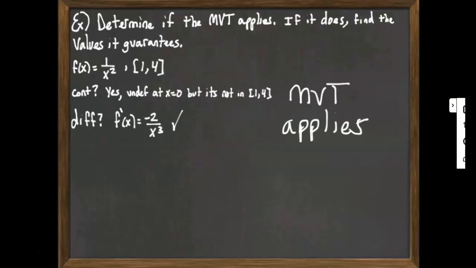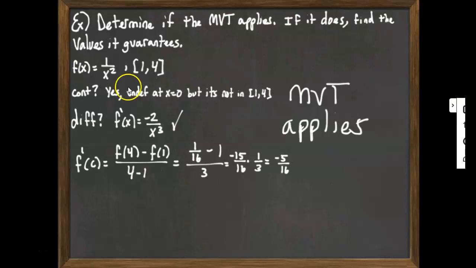Now we want to find the values it guarantees. The mean value theorem says there has to be some point in the interval 1, 4 where the slope of the tangent line, in other words f prime of c, has to be equal to the slope of the secant line, the line between 1 over 1 squared, and 4, 1 over 4 squared, which would be 1/16. So there has to be a place where the derivative is equal to the slope of that secant line, which in our case would be f of 4 minus f of 1 all over 4 minus 1. And here we're computing f of 4 and f of 1 using our function. So f of 4 is 1/16.